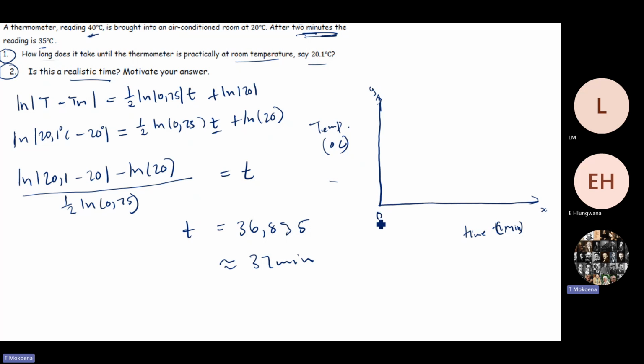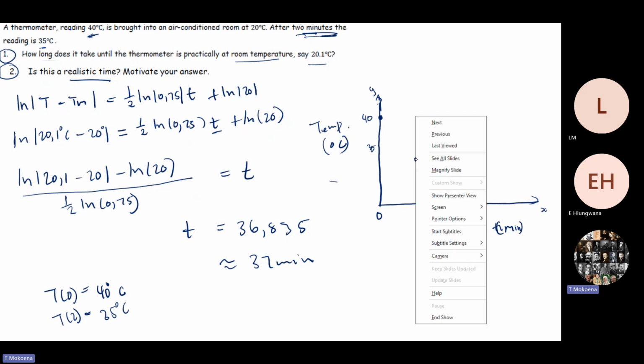Initially, our time was 0. And when the time was 0, our temperature was 40 degrees Celsius. So I'll assume that my 40 degrees is maybe somewhere over there. And then after 2 minutes, we saw that the temperature was 35 degrees Celsius. So I will assume my 2 minutes is over here, and my 35 is somewhere over there, so I can see how my graph is moving like this.